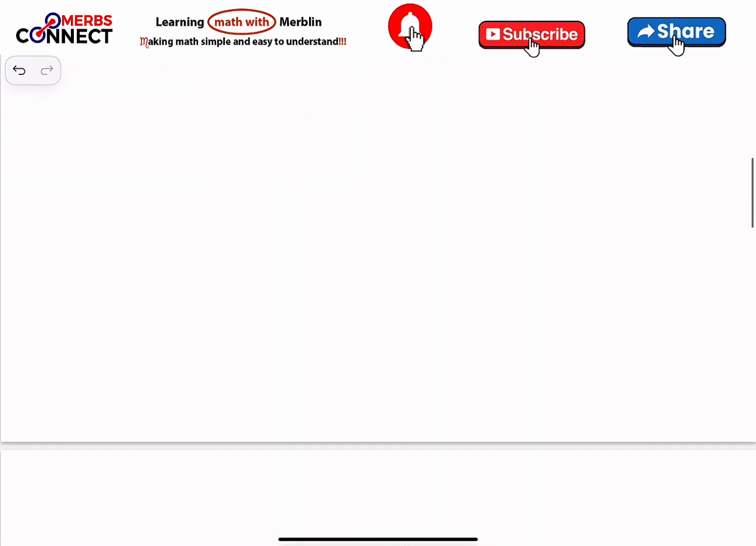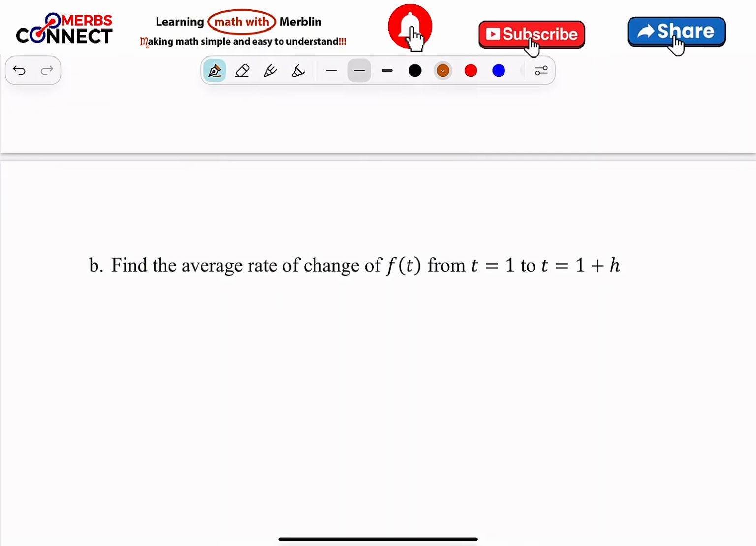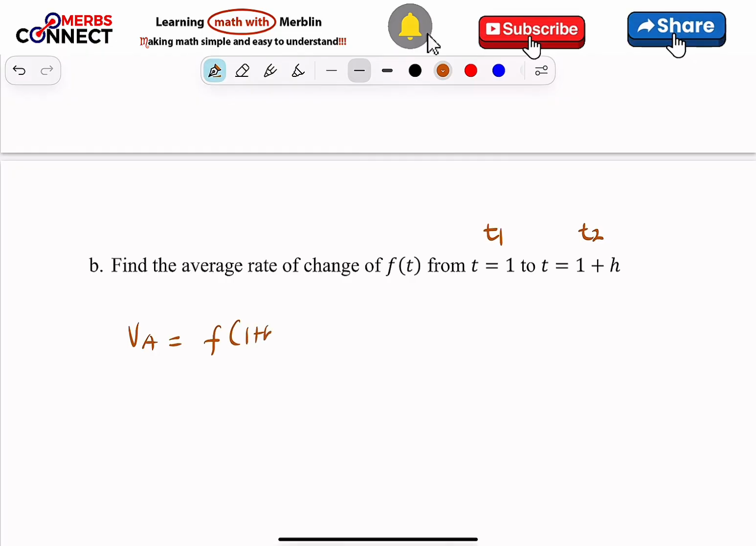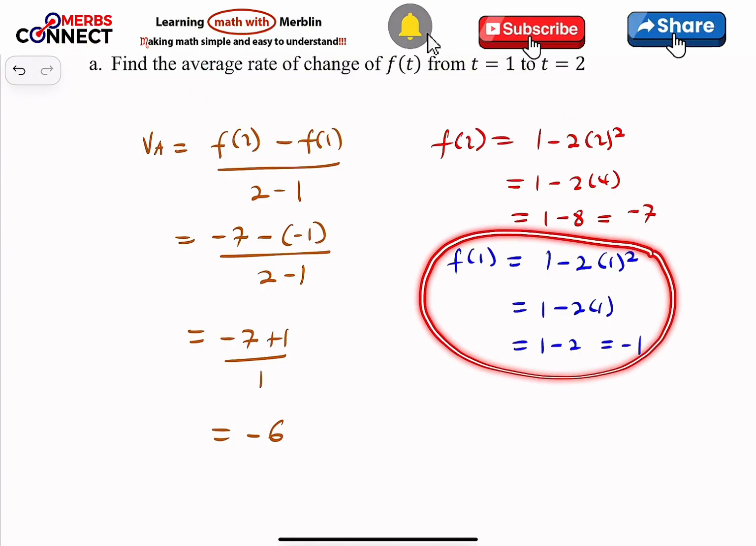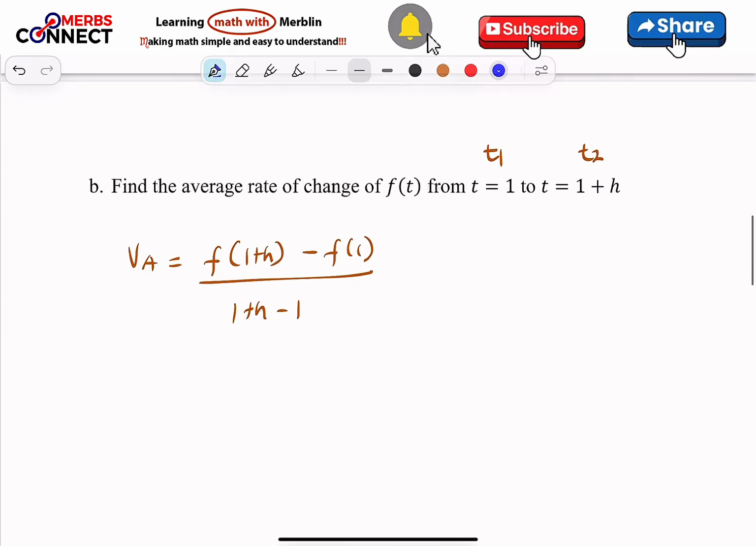Now let's look at question B. Question B2 is the same thing, but the only thing that we are going to change here is that our T2 has changed to 1 plus h, and our T1 is still 1. So here the average rate of change is going to be f of 1 plus h minus f of 1, divided by 1 plus h minus 1. Now from A, we have f of 1 already, so we don't need to compute it again. f of 1 is equal to minus 1. So the only thing that we need to look for is f of 1 plus h.